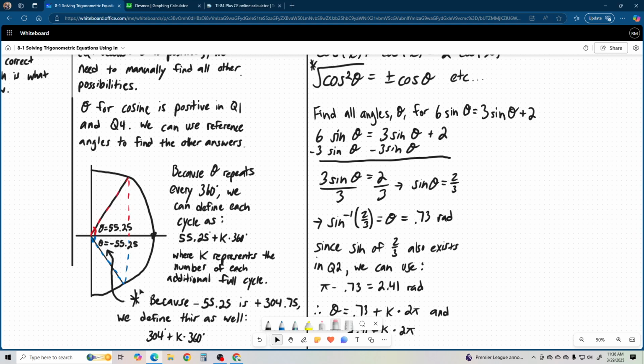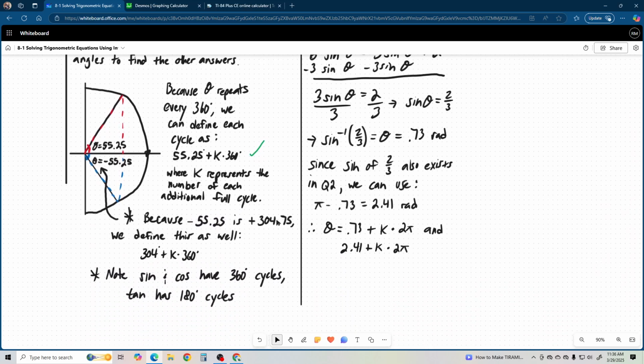Now, the other thing we have to consider is this isn't the only final answer, right? This is one of our answers. But remember, the problem is that we also exist over here. So in other words, this half of it also works. Negative 55.25 is the same thing as 304.75 degrees. If you take 360 and subtract 55.25, you get 304.75. So because negative 55.25 is the same as 304.75, we can define this part as well.